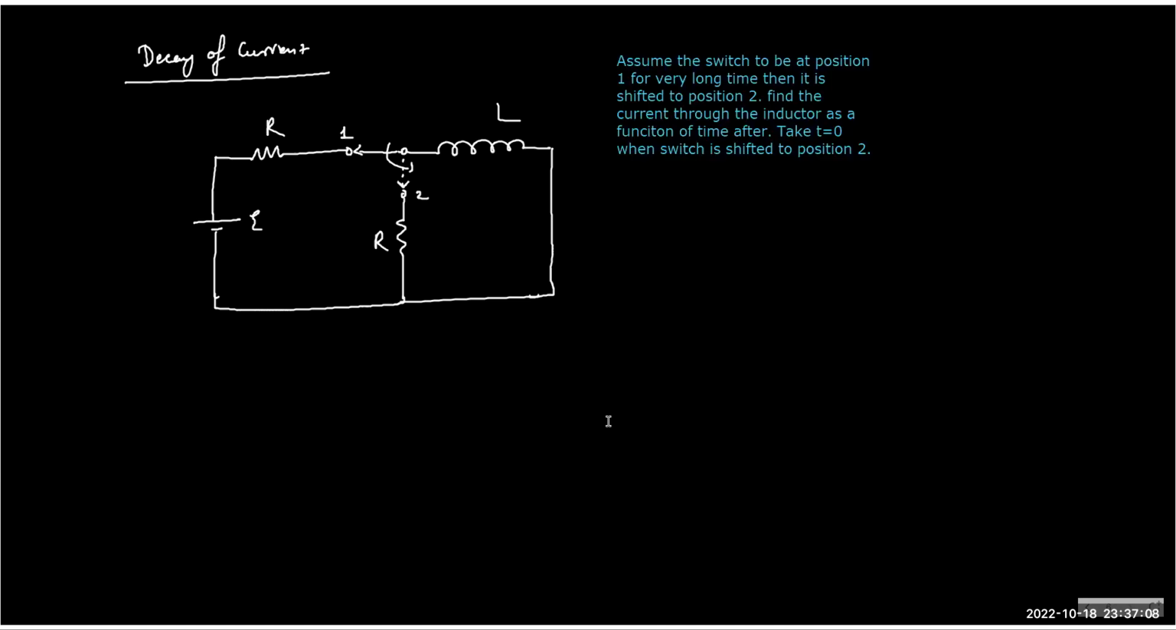So what you can see here, in the very beginning, it is a normal or regular LR circuit. So in the steady state, the current must be E by R, right? The moment you shift the switch from 1 to 2, the left circuit will be broken and we are left with only the other circuit, right? So essentially what we have is again an LR circuit but without a battery or a source.